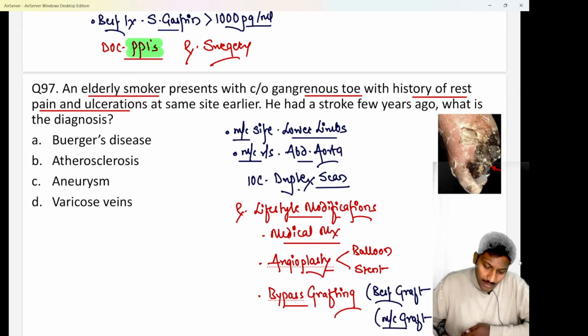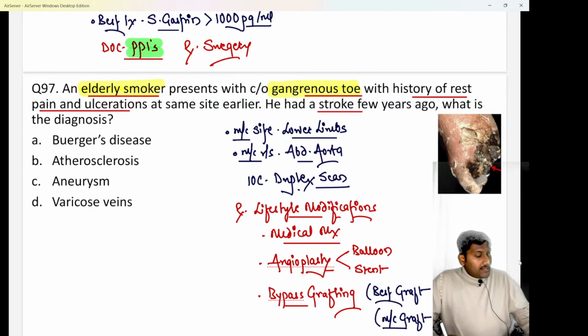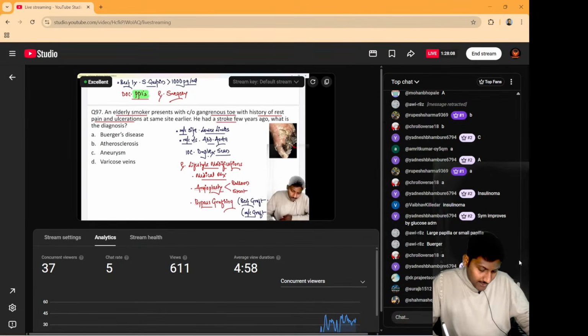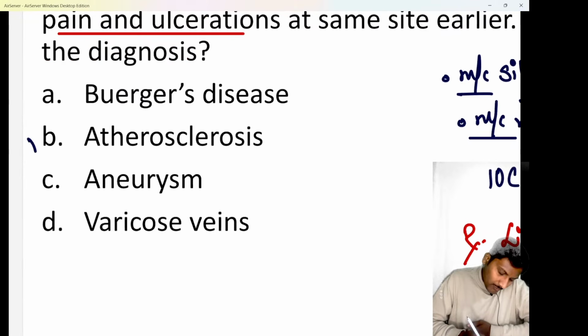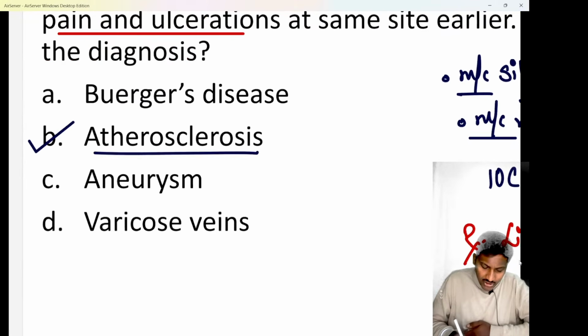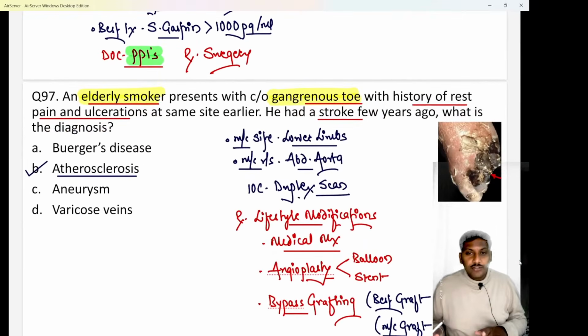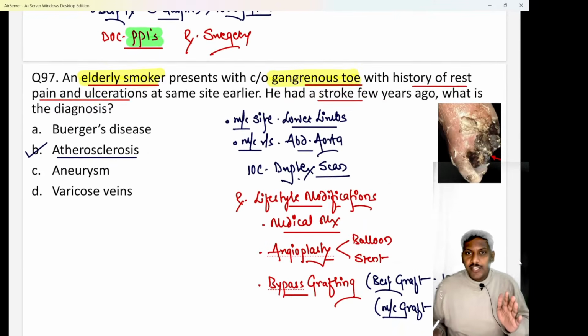The patient is also giving a history of stroke a few years ago. What is the likely diagnosis? If they ask you there is an elderly smoker who comes with a gangrenous toe with a history of rest pain or pre-gangrene earlier, it is a classical diagnosis of... Very good. The answer to this question is option B, that is atherosclerosis, and the most important factor is the age of the patient. Remember, smoking is not only associated with Buerger's disease, smoking is also associated with atherosclerosis. It is a risk factor for both.